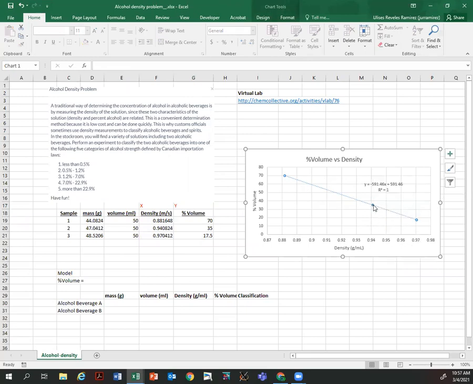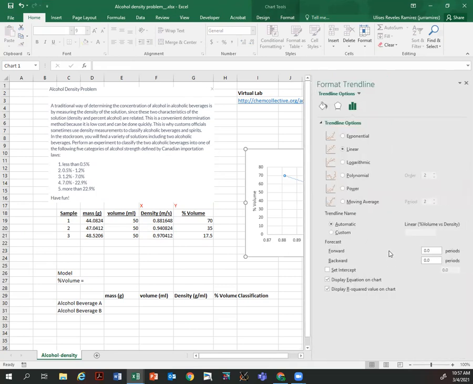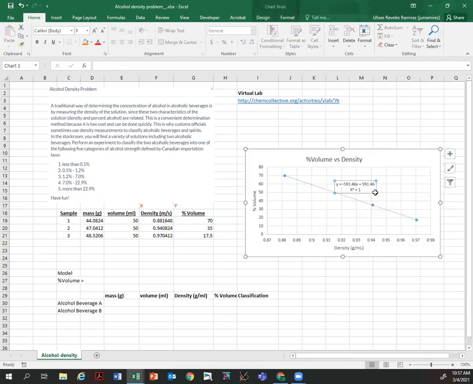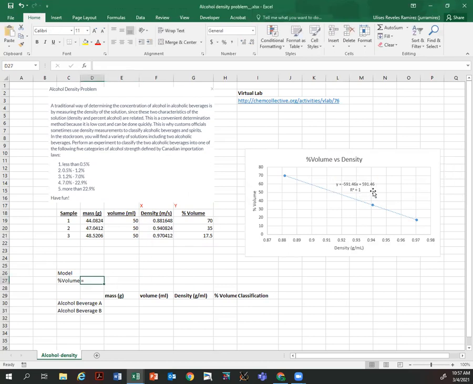For the trend line here, which is a linear fitting. Format trend line, so that's what it is. A linear fitting, display equation, display R squared, and I have here. So my equation is actually a perfect fit, so R squared equals one. So now my model is this equation.